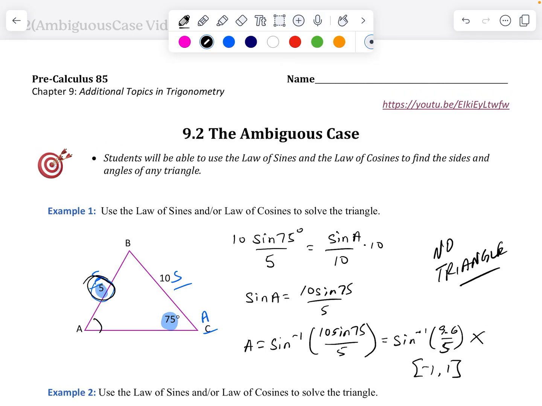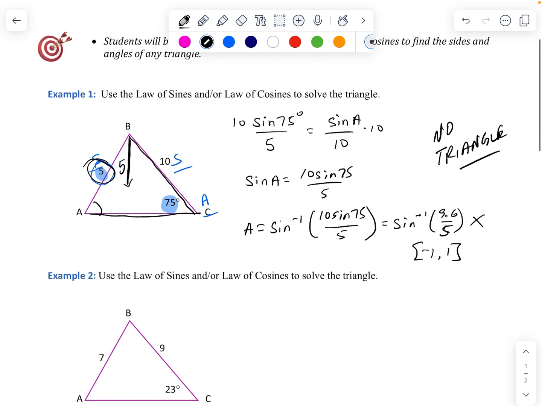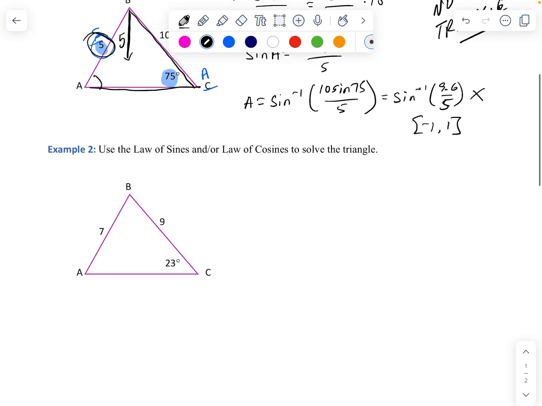Basically what's happening here is you don't even have a triangle. You've got your side here that's making up the angle with the 75, and then you've got another side that's not long enough to reach the opposite side, so therefore no triangle exists.